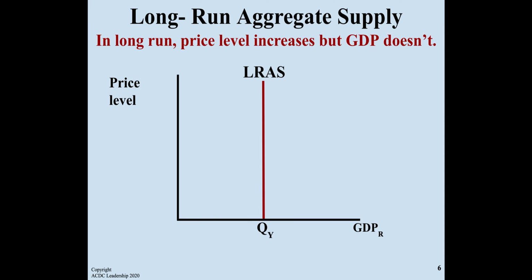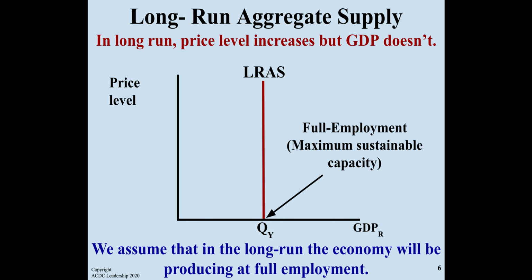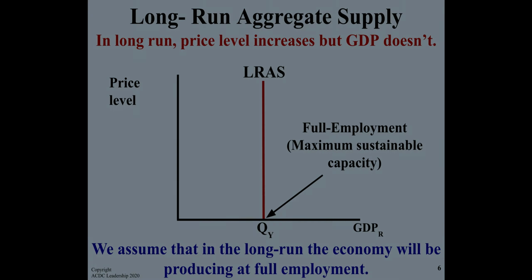Here's the graph of the long-run aggregate supply curve. Price level is on the Y axis and real GDP is on the X axis. Notice how the long-run aggregate supply is a vertical line. We assume in the long run that the economy will be producing at full employment.